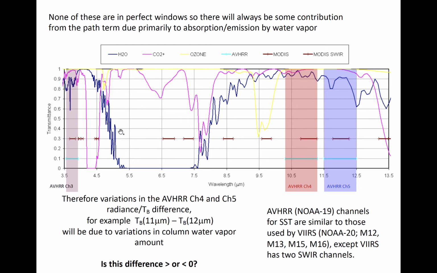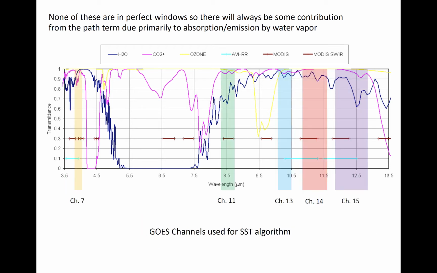Differences between AVHRR channels 4 and 5, the red and blue shading, will occur because of variations in column water vapor because other molecules have negligible effect on absorption at 10 to 12 microns. The GOES channels used to compute SST are highlighted here. 3 in the terrestrial atmospheric window, a shortwave IR band, and 1 on the shoulder of the water vapor absorption band. And JPSS satellites have their own bands that are used for SST, as we covered before as well.